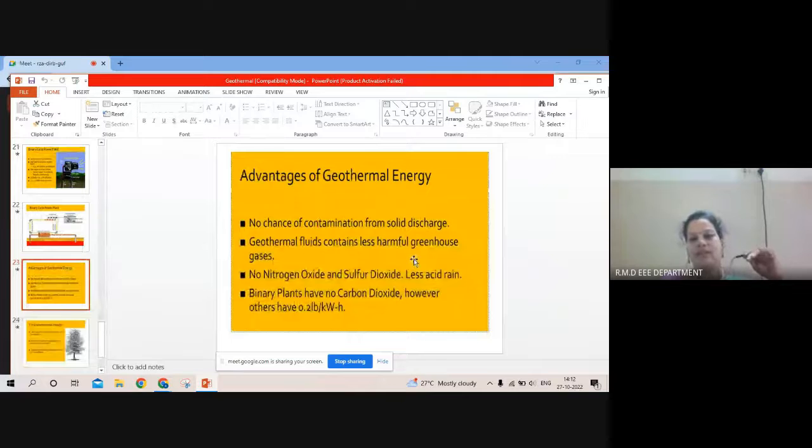And these are the advantages of geothermal energy. There is no chance of contamination because there is no solid discharge, and it contains fewer harmful greenhouse gases and no nitrogen oxide. The risk of acid rain is less.